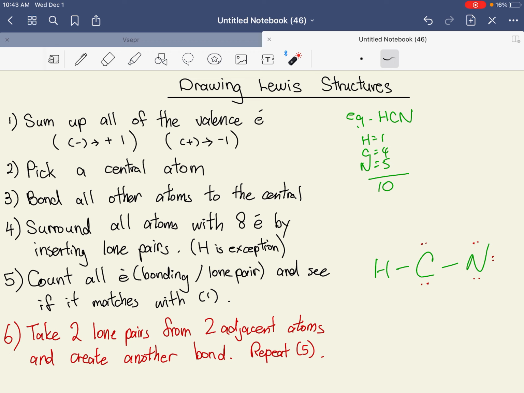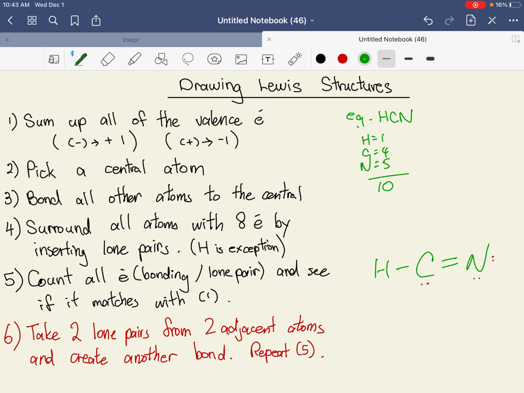I just want 10. I guess I'm going to have to do step 6. All right, take 2 lone pairs from 2 adjacent atoms and make a double bond. I guess I'm going to take this and this. Okay, and I'm going to make a double bond. All right, so take these 2 away. Make a bond.